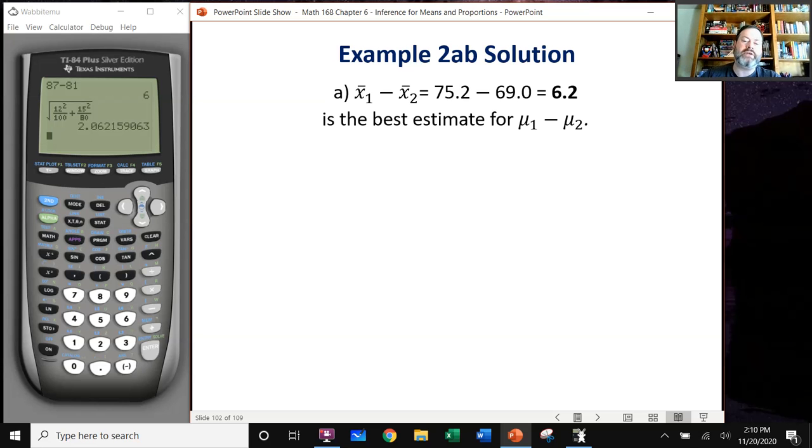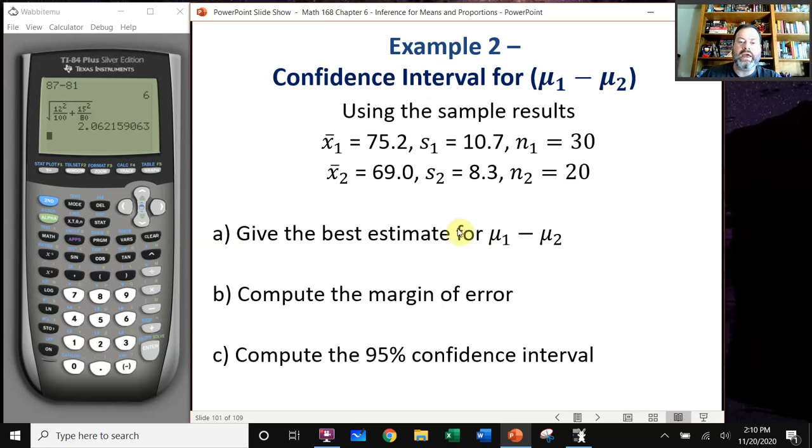Next up, margin of error. So in order to do the margin of error, we need t star and we need the standard error. Well, the standard error we compute using the formula. So let's go ahead and get t star. So let's look at what we have here. So t star, we need the degrees of freedom to use either StatKey or the graphing calculator. So we want the smaller of n1 minus 1 or n2 minus 1. Well, n2 minus 1 is smaller. So our degrees of freedom is 20 minus 1.